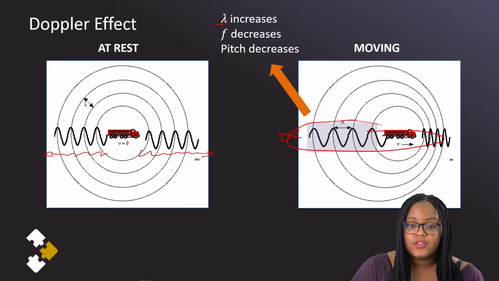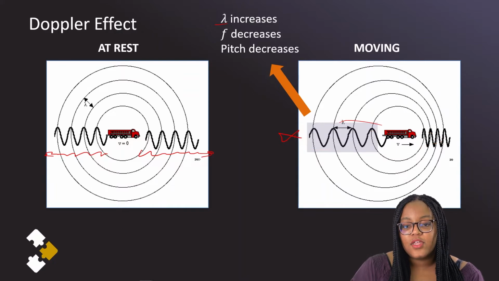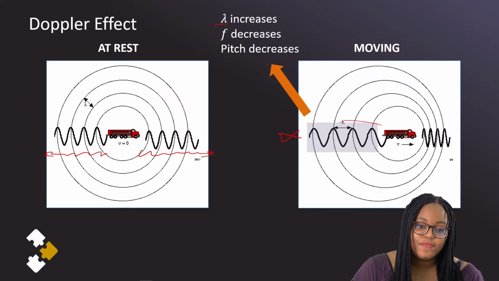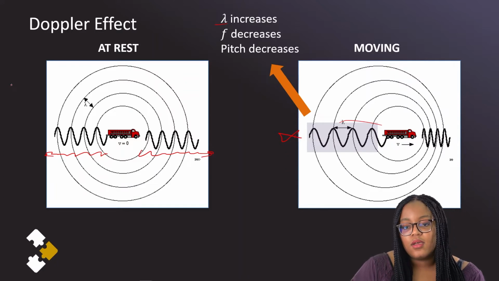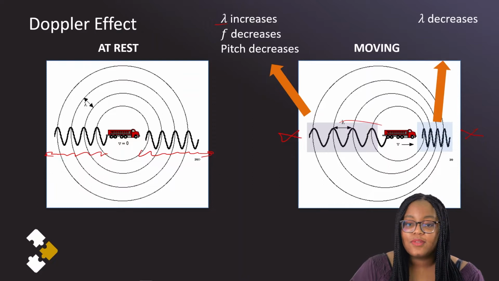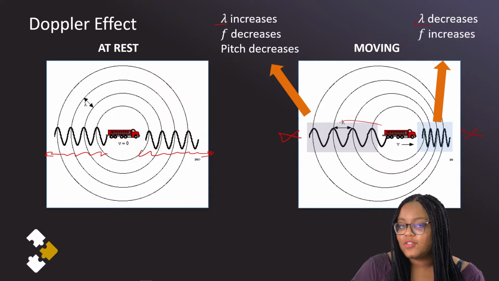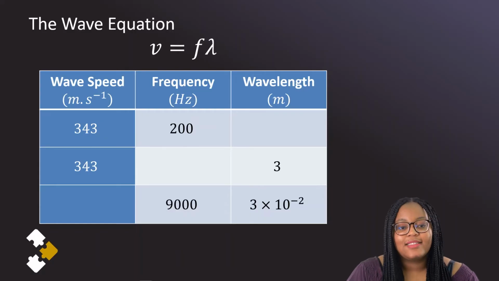On the other hand, when you have your source of sound moving towards an object, relative to the position towards which the source of sound is moving, the wavelength of your sound waves decreases, the frequency of your sound waves increases, and the pitch increases. Okay, awesome. Let's take a closer look at sound waves.